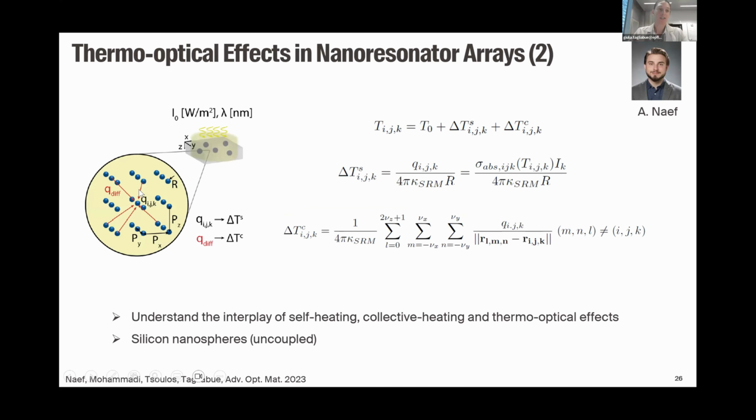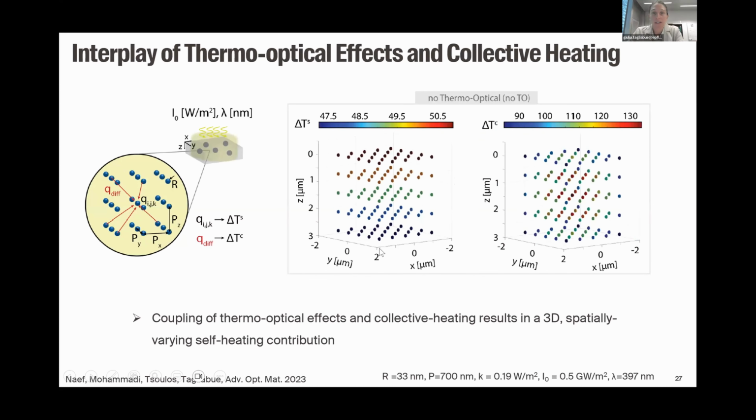Again, this is the first attempt, so we just use spheres, such that you can use Mie theory to get these absorption cross sections, and we operate in an electromagnetically uncoupled situation, so that we don't have to simulate or calculate the coupling between the different ones as they heat up.